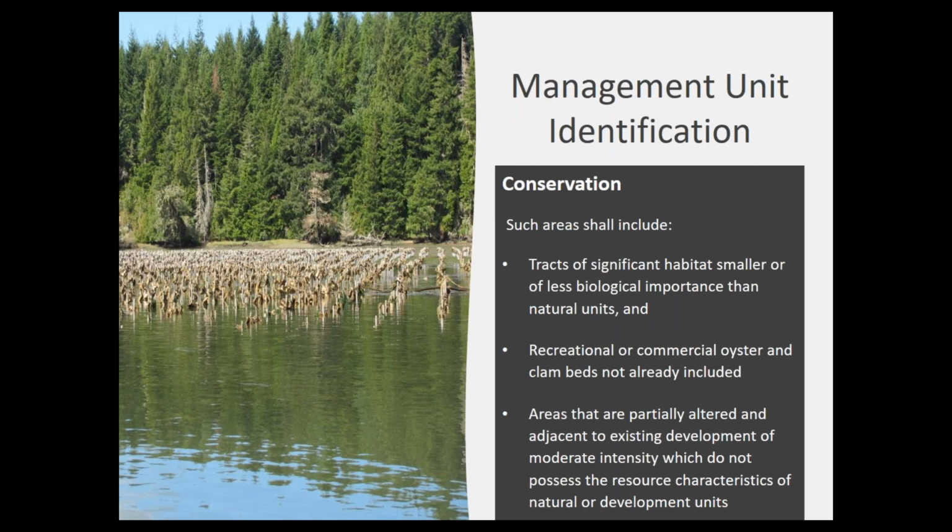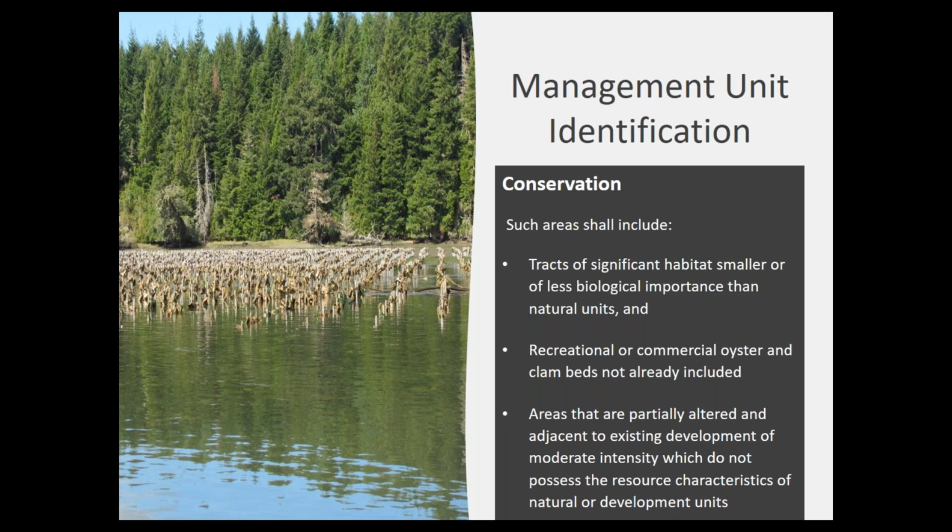Conservation tracks a significant habitat, smaller or of less biological importance than the natural units. So maybe there are some areas that have clam beds, or there may be even minor pockets of eelgrass or something that needs to be protected, but it's not at the same level as the natural areas. So areas are partially altered, adjacent to existing development, moderate intensity, which do not possess the resource characteristics of the natural or the development units.